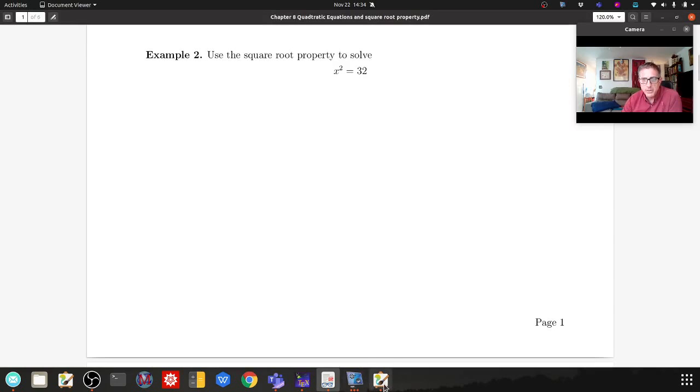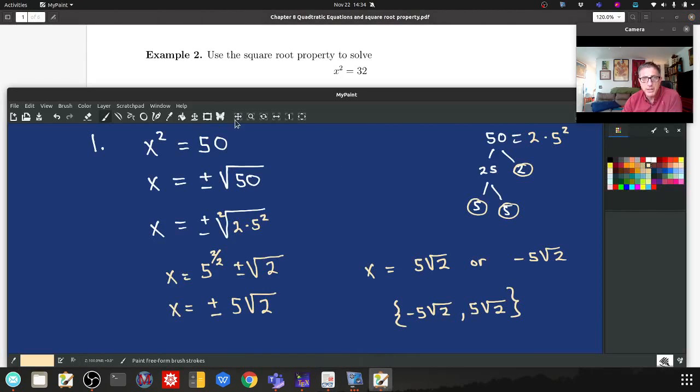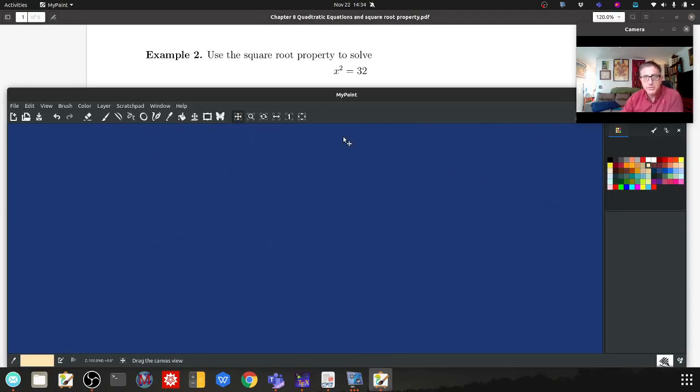So here's another one. Again, just the square root property. It's going to be pretty straightforward.